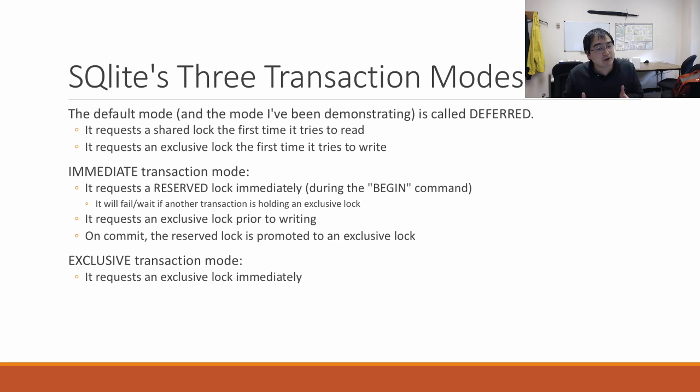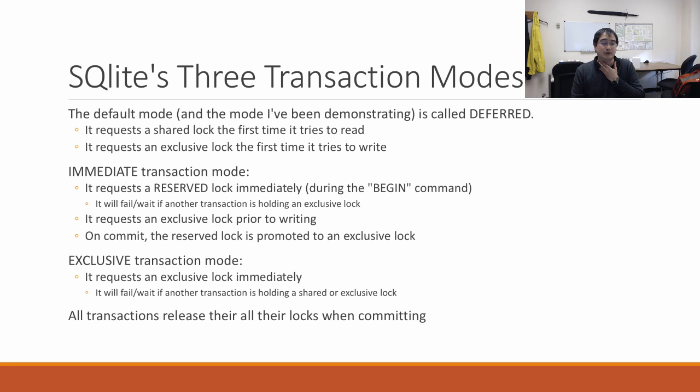And the last mode is the exclusive transaction mode. Right when the transaction begins, it asks for the exclusive lock. It says, hey, I want the exclusive lock right now. And what it will do is it will fail or wait if another transaction is holding any other type of lock. Because once again, you can't grant exclusive locks if people have a shared or exclusive lock. So it will wait or fail if it waits too long and can't get that lock. And then the other important rule is all transactions release all of their locks when they commit. Once you've committed, you don't get to hold any more locks. You start off fresh again.